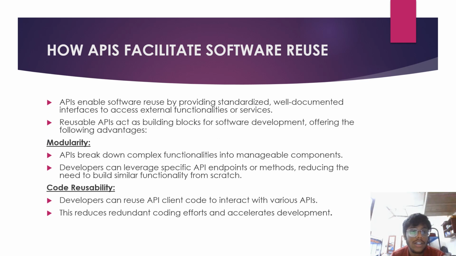Let us look at another slide, how APIs facilitate software reuse. APIs enable software reuse by providing standardized, well-documented interfaces to access external functionalities or services. Reusable APIs act as building blocks for software development, offering the following advantages. First one is modularity. APIs break down complex functionalities into manageable components. Developers can leverage specific API endpoints or methods, reducing the need to build similar functionality from scratch.